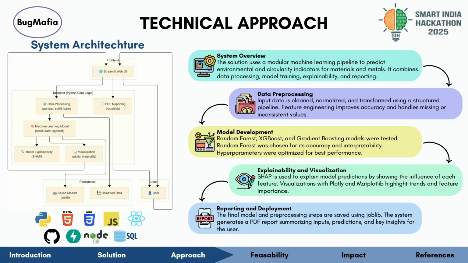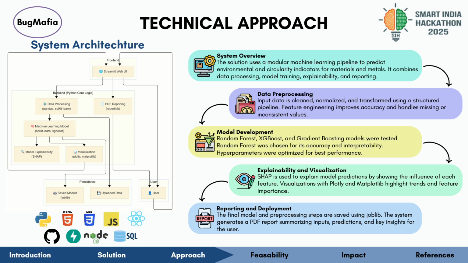Our project uses a modular machine learning pipeline to predict environmental and circularity indicators for metals and materials. It begins with data preprocessing, where raw data is cleaned, normalized, and transformed using a structured pipeline. Feature engineering helps handle missing or inconsistent values, ensuring accuracy. Next, in model development, we tested algorithms like random forest, XGBoost, and gradient boosting. Random forest was finally chosen for its balance of performance and interpretability, with hyperparameters tuned for best results.